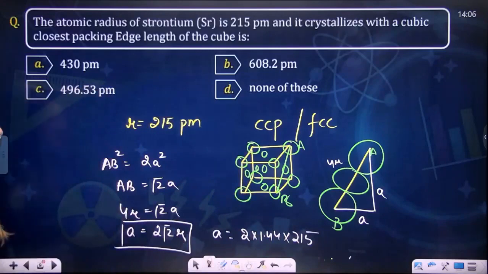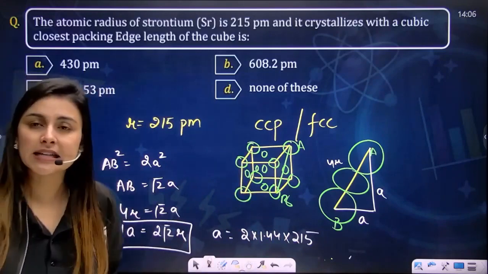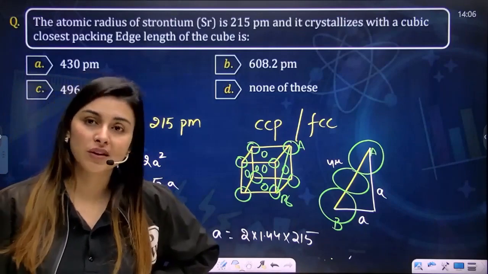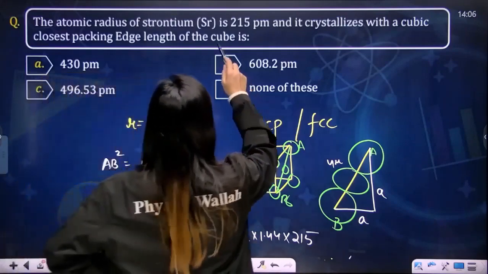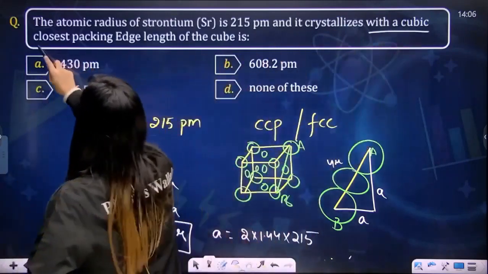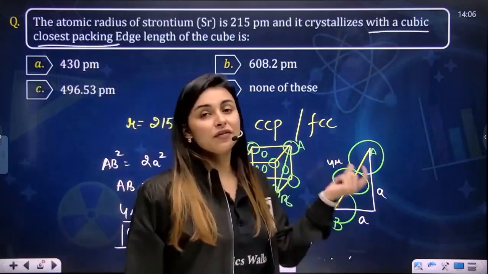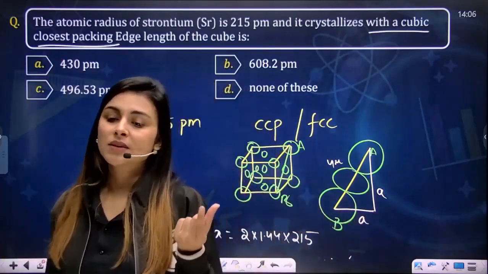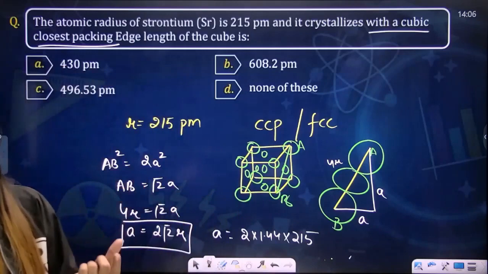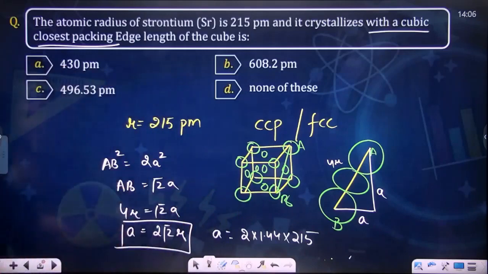Yes. So this is how you had to solve this question. The most tricky part was that it crystallizes with a cubic closest packing. You need to understand that if it is talking about cubic closest packing, this means that it is talking about the CCP lattice, or the FCC lattice. I hope you got the answer. Please pause the video, write it down, and then we'll move forward.